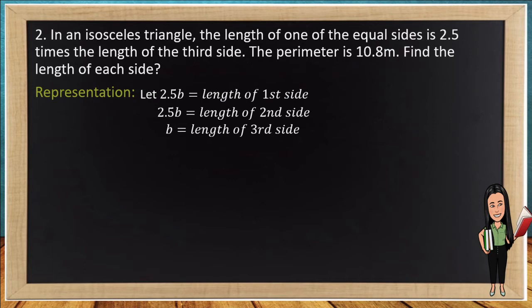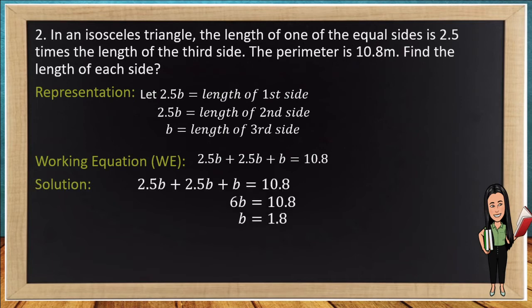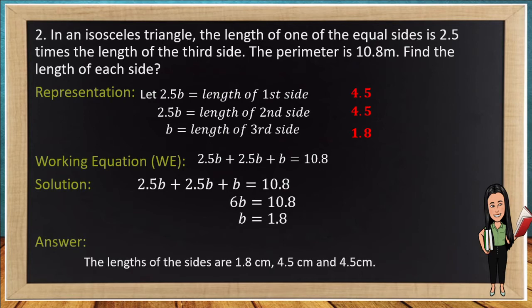Okay. Perimeter is 10.8. Sum of the three, working equation natin will be 2.5b plus 2.5b plus b equal to 10.8. Solve. Combine like terms, divide by 6 both sides, b is equal to 1.8. Yun yung length ng third side. And then, multiply sa 2.5, 4.5, yung length nung dalawang equal side. So, to answer the question, the length of the sides are 1.8.